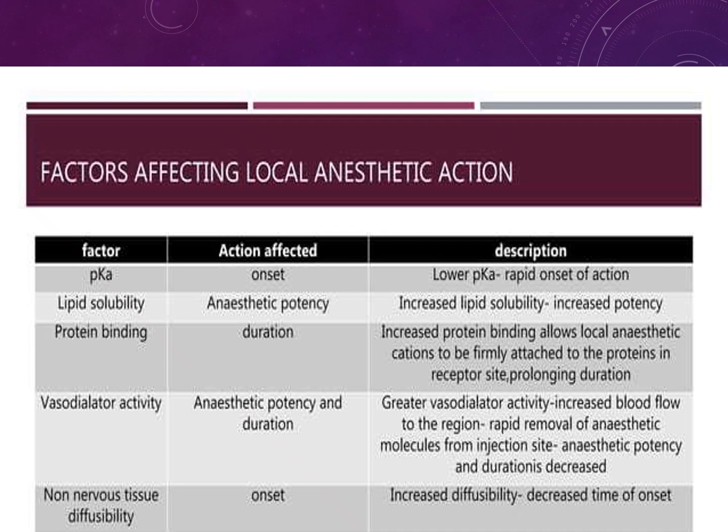Vasodilator activity affects the anesthetic potency and duration. When there is greater vasodilator activity, there is increased blood flow to the region and more rapid removal of the anesthetic molecules from the injection site. Thus, the duration is decreased. So, the vasodilator activity is to be prevented. Thus, a vasoconstrictor is added. Non-nervous tissue diffusibility directly acts on the onset of action. If there is increased diffusibility, there is a decreased time of onset.